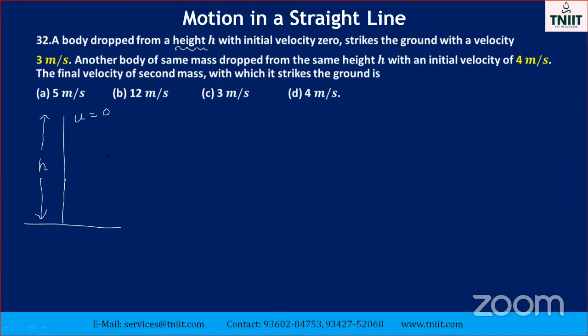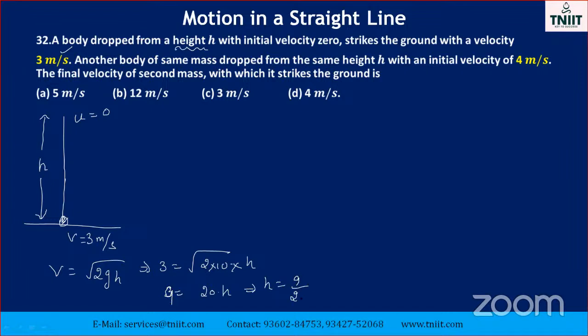Now, it strikes the ground with what speed? 3 meter per second. So you know that the velocity is equal to root of 2gh. This implies 3 equals root of 2 into 10 into h. So 3 will be equal to root of 20 into h. Squaring on both the sides, it becomes 3 square. So this implies h value will be equal to 9 by 20 meter.